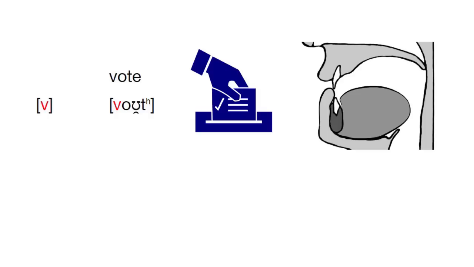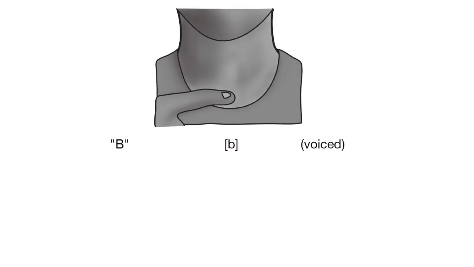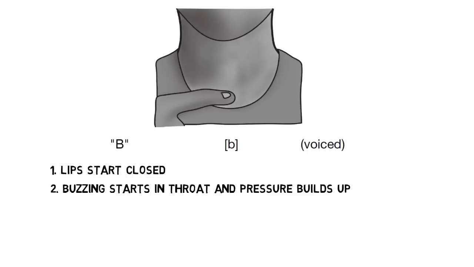V, vote. Now, voicing can get a bit more complex and interesting when we start talking about consonants like B or D, consonants that only last for an instant. So place your hand on your throat again, and this time say B. When you do this, a few things will happen in a very particular order. First, your lips are going to be closed. Then you'll start to feel buzzing in your throat, and air is going to build up behind your lips. Mmm. Then your lips will pop open, B, and you'll hear your B sound.